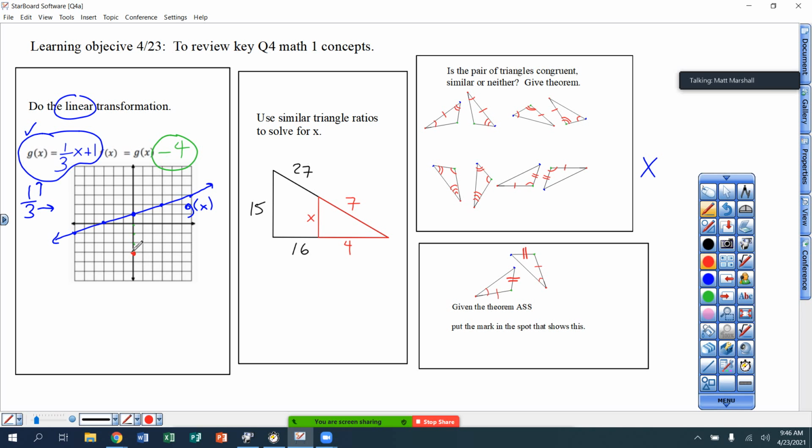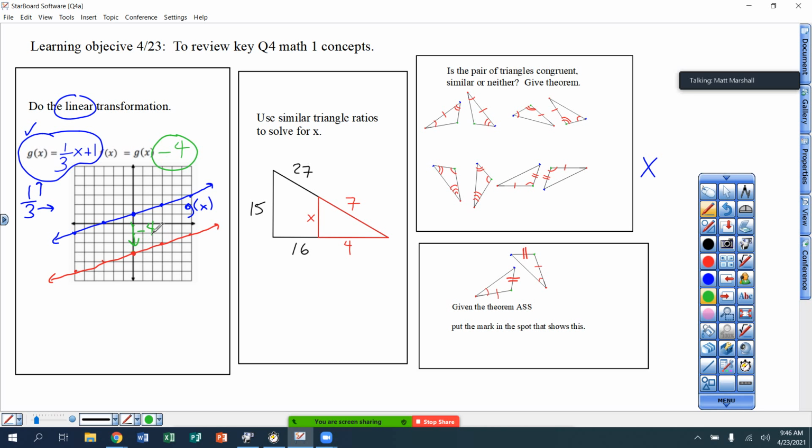And from there, same slope. Over 3, up 1, over 3, up 1. Stair step the opposite way. So there's the first line in blue. There's the second one in red. Then moved down 4 boxes, matching that shift number.